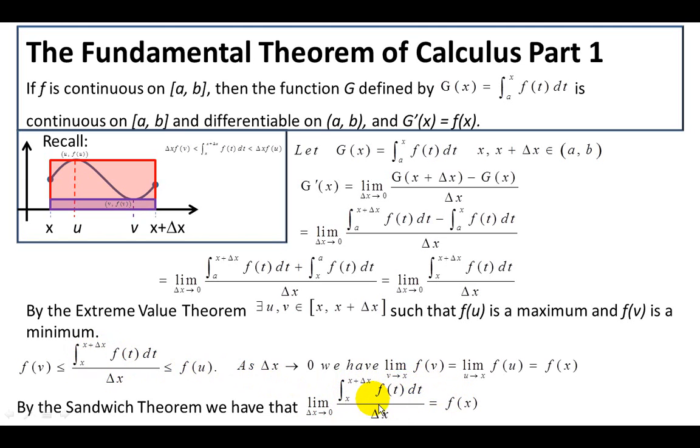Now what is this thing? Well, it's the limit as delta x goes to 0 of the integral from x to x plus delta x of f of t dt over delta x. Remember, we got that from the difference quotient. In other words, this is what the difference quotient simplifies to. So what we're saying is the limit of the difference quotient is equal to f of x. In other words, G prime of x is equal to f of x. This is precisely what we wanted to show.